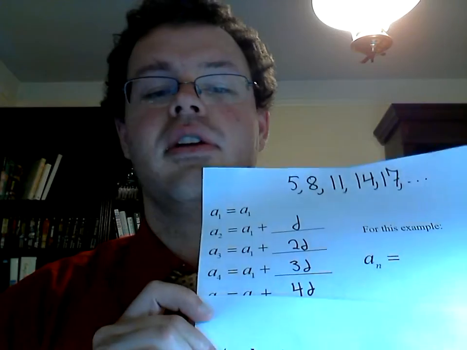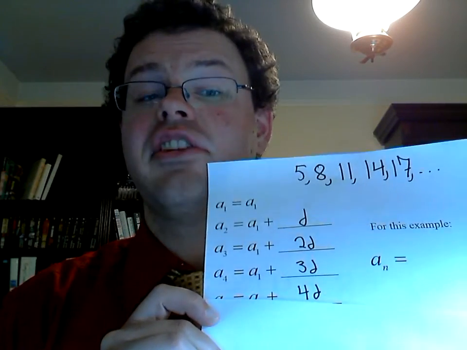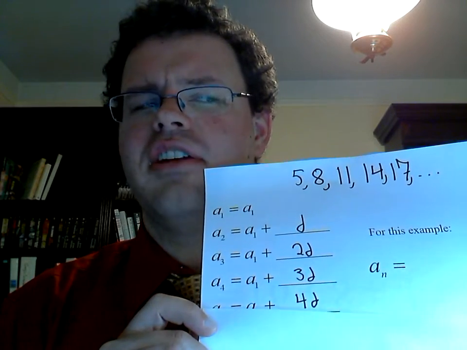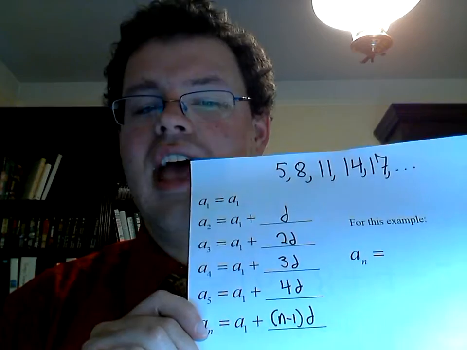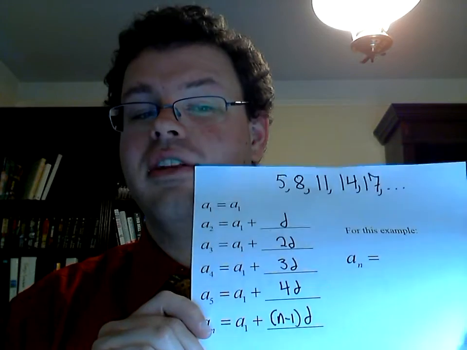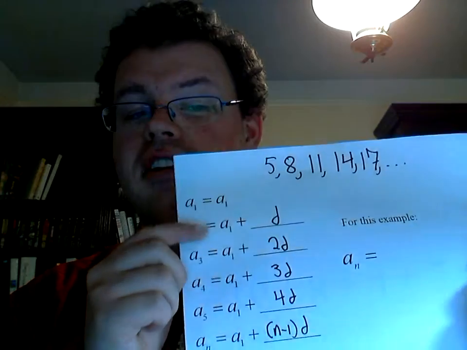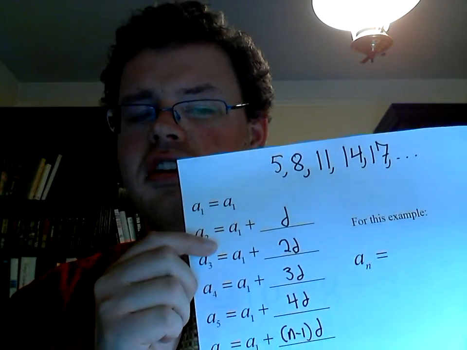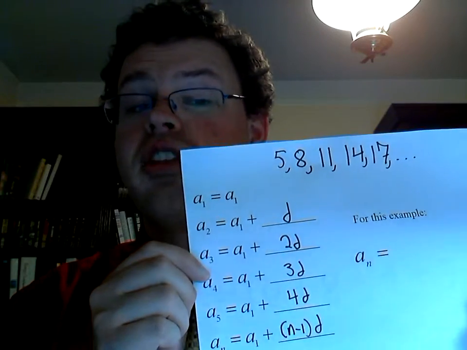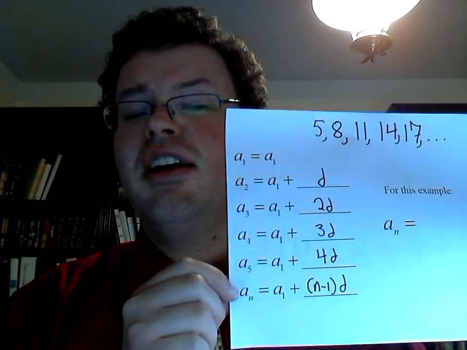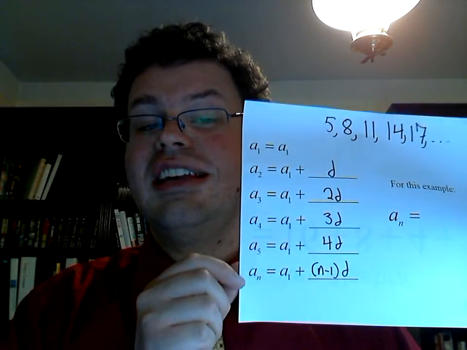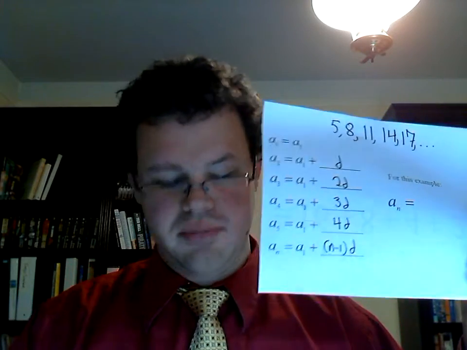This is weird. So to get the nth term, I've added on d, not n times, but n minus 1 times, right? For my second term, I've added d once. For my third term, I've added d twice. For the fourth term, I've added d 3 times. For the nth term, I've added on d n minus 1 times.